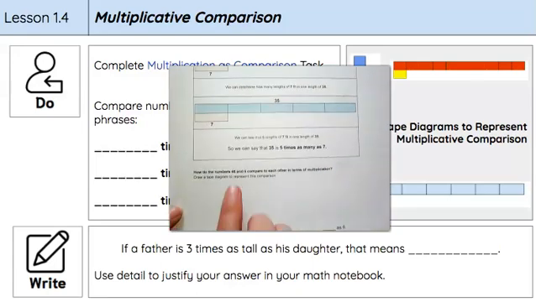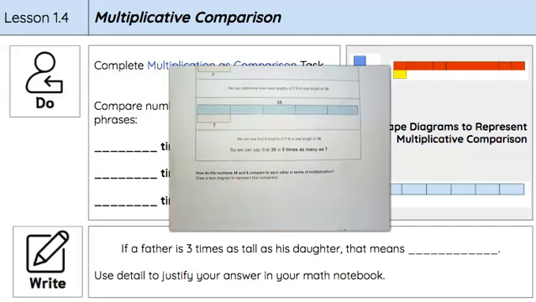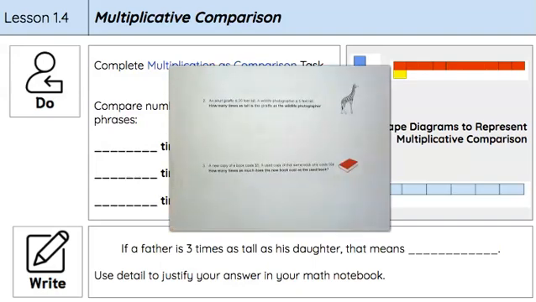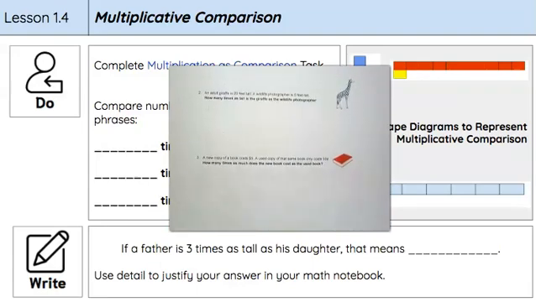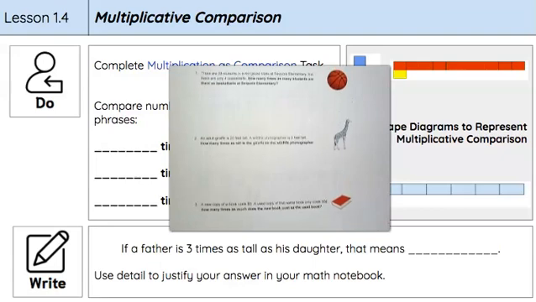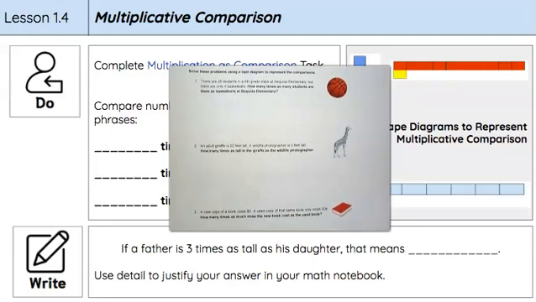You'll continue doing that for the numbers 48 and 6. And then there are 3 questions that involve different comparisons. Use a tape diagram to show these comparisons.